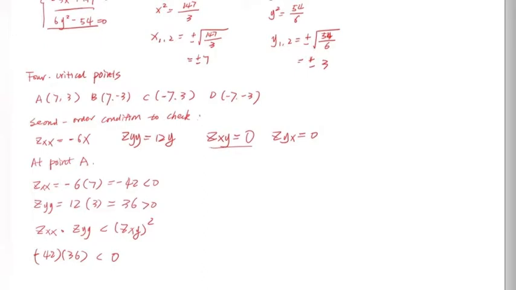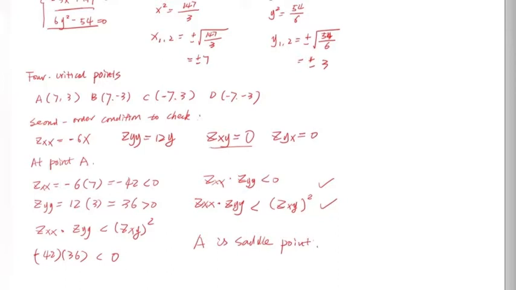So for the condition, zxx times zyy is smaller than zxy to the power 2. If these two conditions are checked, we know this point is a saddle point. So point A is a saddle point. So this is the point A.